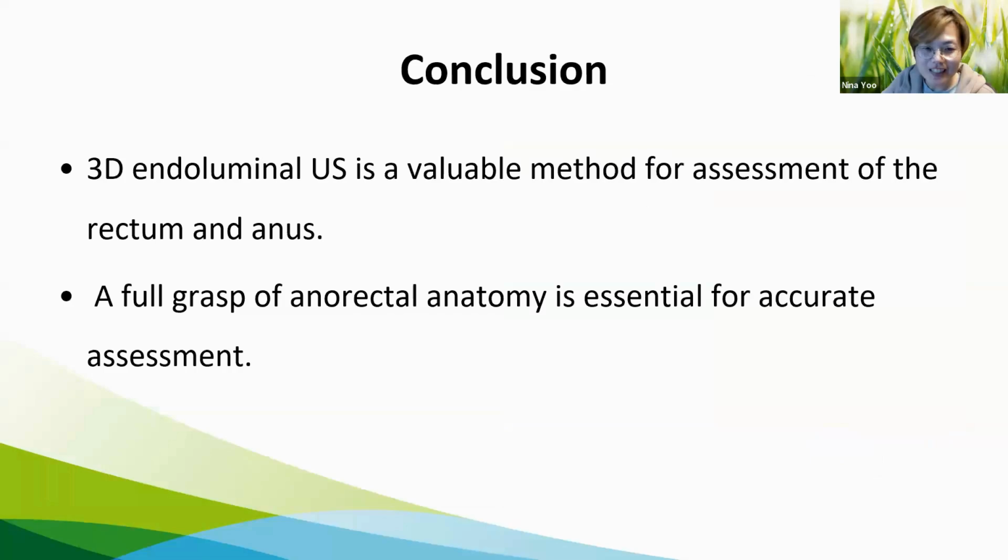Well, that was it. I showed you many simple examples. As you saw, I don't know if you caught all the pictures and videos, but 3D endoluminal ultrasound is quite a valuable method to assess the anatomy of the rectum and anus. If you don't have MRI, ultrasound is a good option, if you have those machines. But to apply them, you need a full understanding of the anorectal anatomy to ensure accurate assessment.